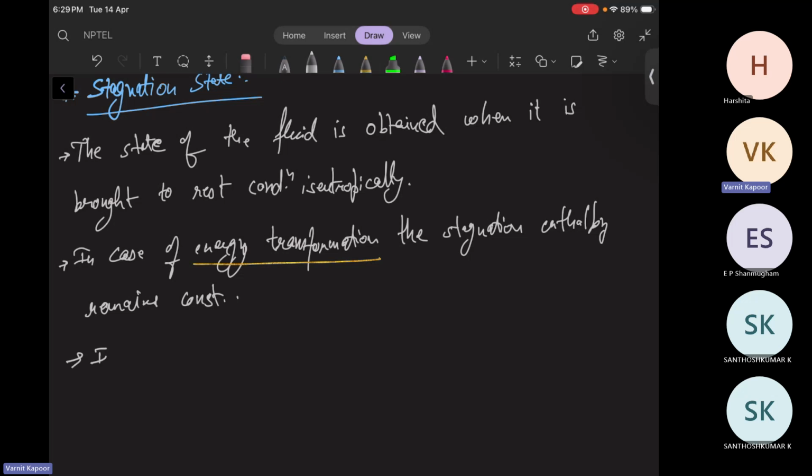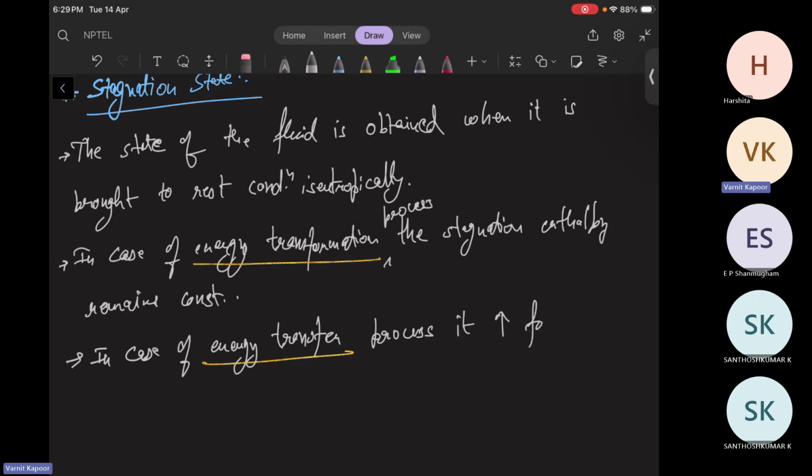In case of energy transfer process, I've missed here, energy transformation process. Okay, it increases for compressor and decreases for turbine. It increases for compressor and decreases for turbine. I'll just give you a short glimpse here as well.